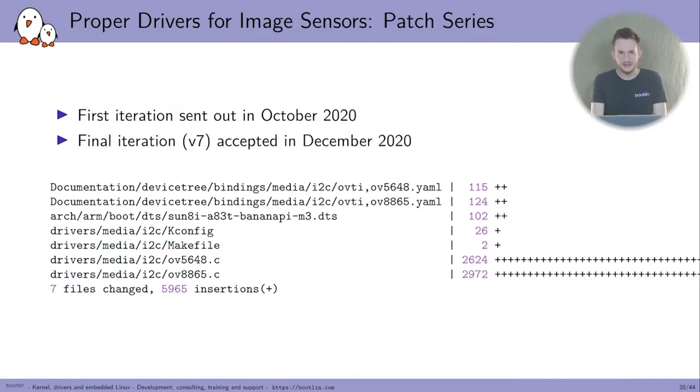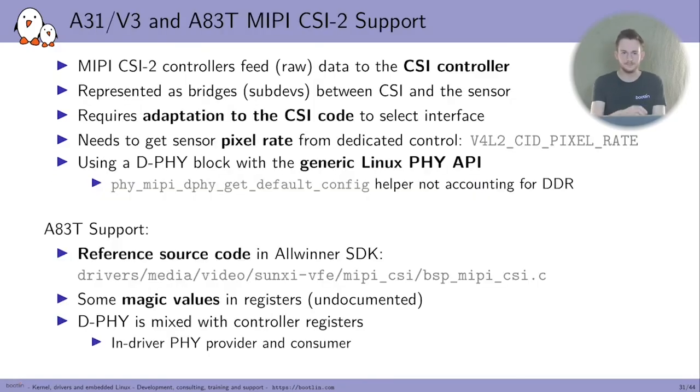So this work was sent out first in October 2020. There were a number of iterations, and eventually it was accepted in December 2020. You can see that each driver is between 2 and 3 thousand lines. So these are pretty big drivers to support these sensors.